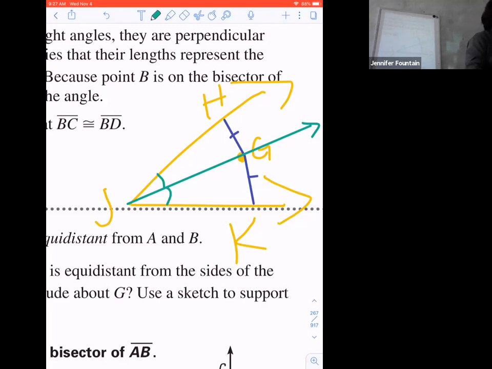Yes, so you're saying HJK, no, HJG is equal to JK.